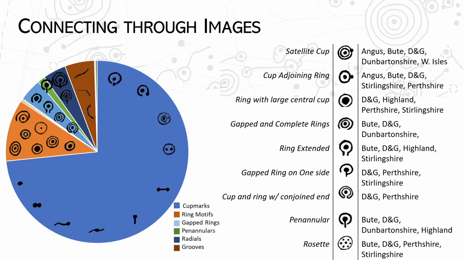So if you look at the table on the right side, I selected some of these special motifs that are not your common cup and ring, that is more widespread, and where you can find them. So these are, for instance, these satellite cups, which are cups on the rings. You can find them obviously in Kilmartin, and then you find them also in Angus, Bute, Dumfries and Galloway, Dumbartonshire and Western Isles. So the gapped and complete rings, for instance, you find them obviously in Kilmartin, but also in other regions. So this is just to show you where Kilmartin is sharing the type of motifs that we are documenting here.